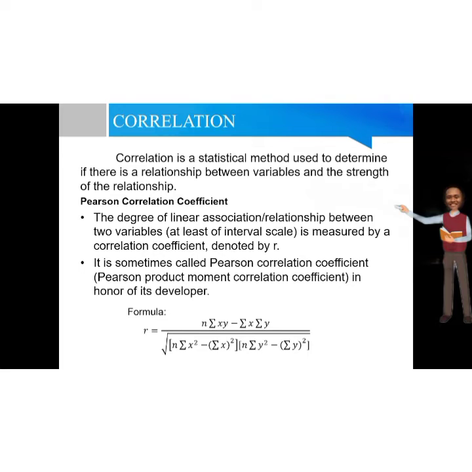The degree of linear association relationship between the two variables at the interval scale. It is measured by a correlation coefficient denoted by r. It is sometimes called Pearson correlation coefficient, Pearson product moment correlation coefficient, in honor of its developer. The formula is r is equals to n summation of xy minus summation of x summation of y divided by square root of n summation of x square minus summation of x square multiplied by n summation of y square minus summation of y square.